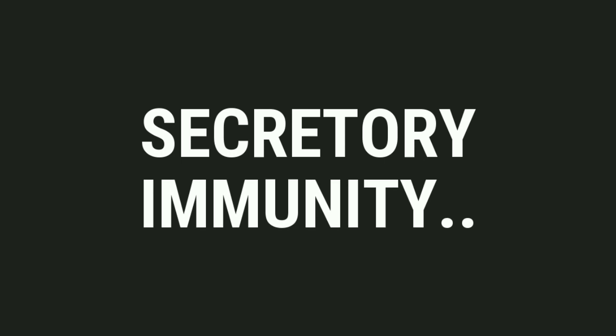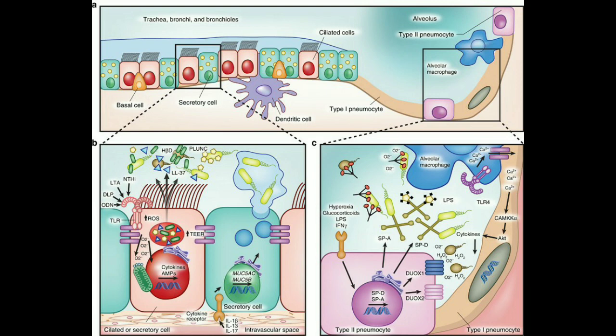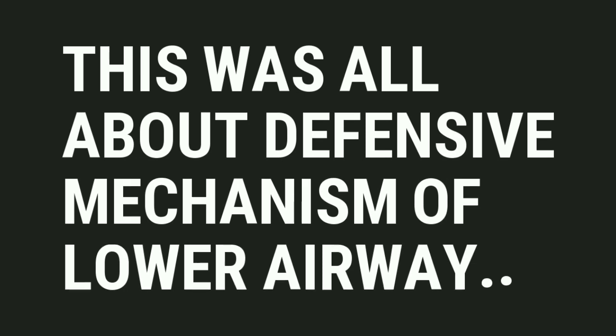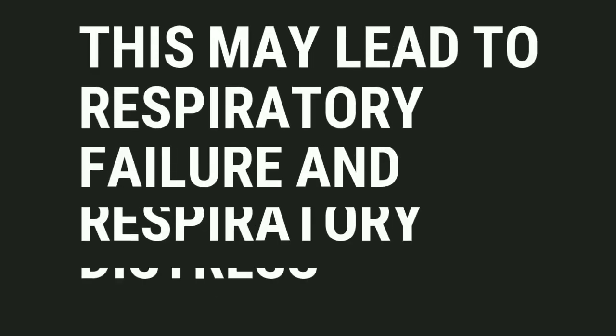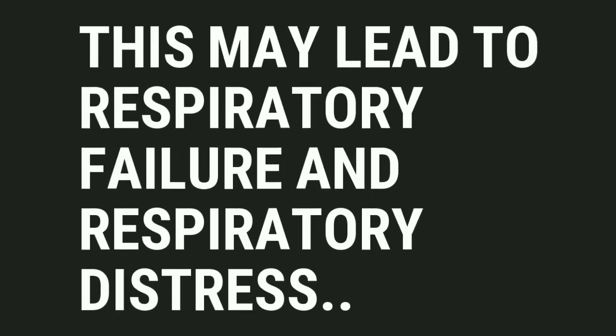And the final defensive mechanism is secretory immunity. The role of the secretory immunity is to release an antibody that initiates the immune response against the antigen contacting the mucosa. So this was all about the defensive mechanism of lower airway. But like the upper airway, the lower airway can also be obstructed as a result of inflammation, tumor, foreign body, bronchospasm and trauma. This may lead to the respiratory failure and respiratory distress.